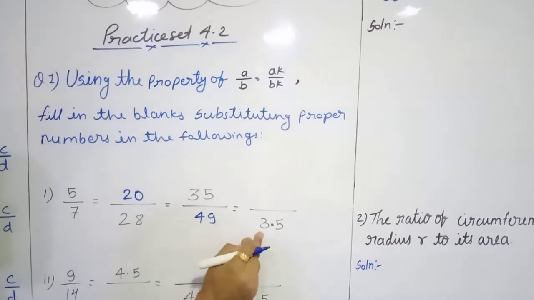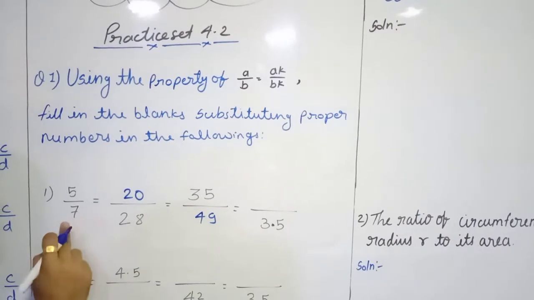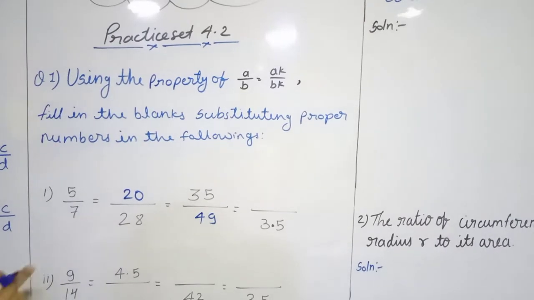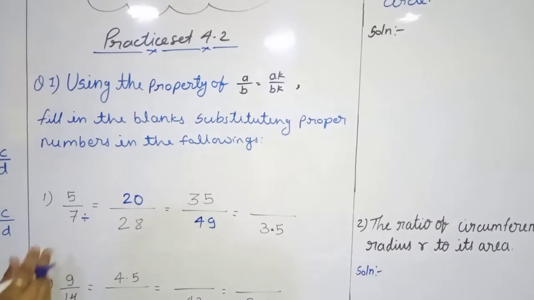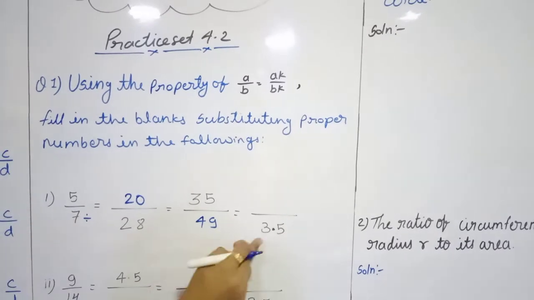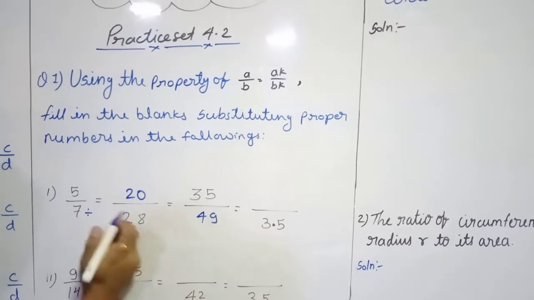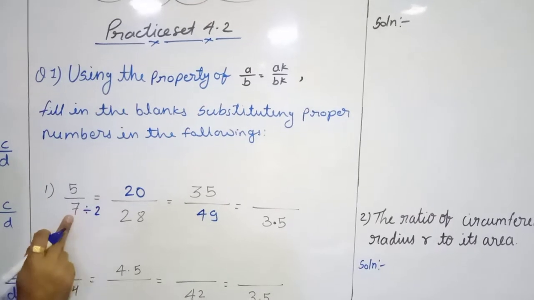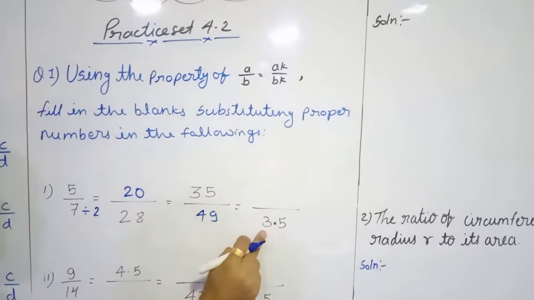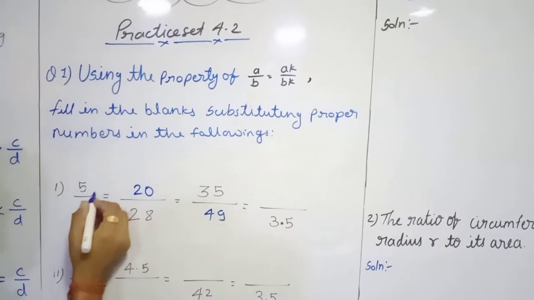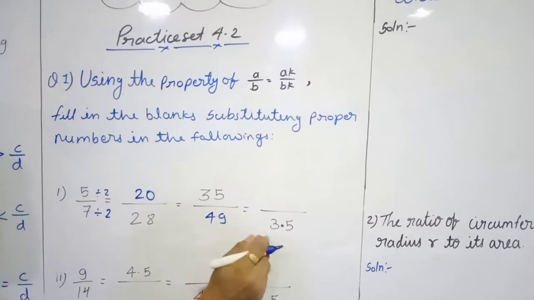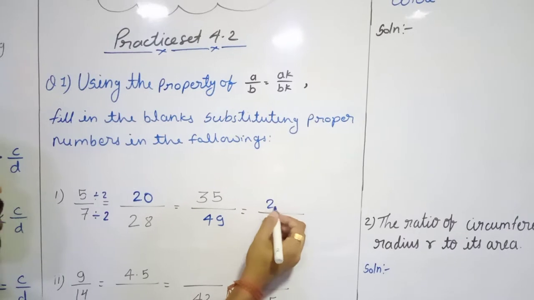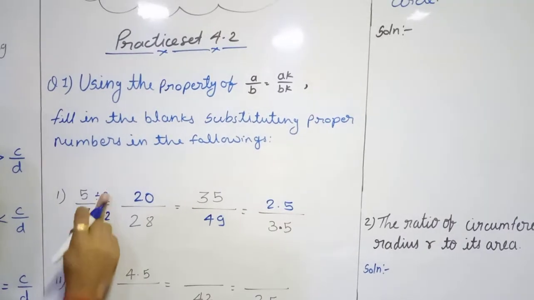That means this 7 becomes 3.5, less than itself, so 7 is divided by some number. By which number do we have to divide 7 to get 3.5? By 2. If we divide 7 by 2, we get 3.5. At the same time, we have to divide the numerator also by 2. So what do we get? 2 2s are 4, 2 5s are 10.